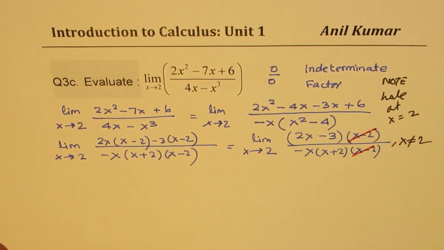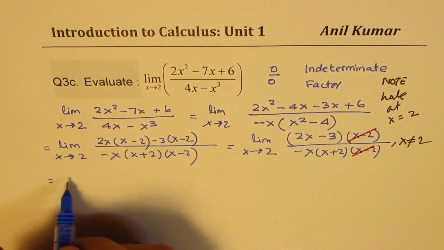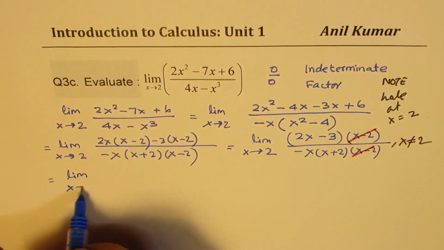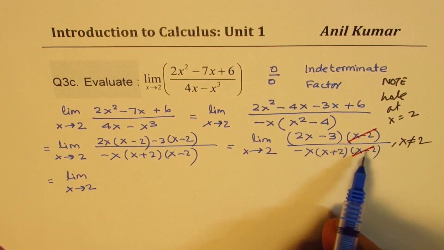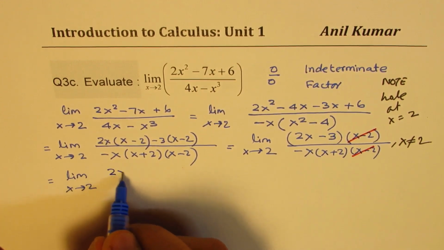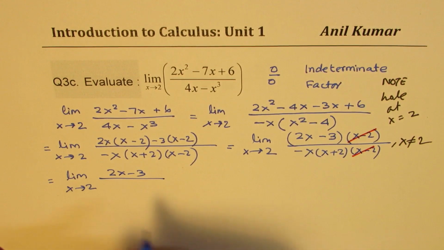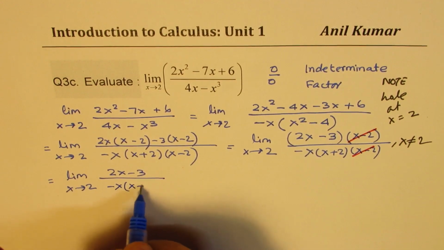Is it okay? So we have an equivalent expression here. So finding the limit with an equivalent expression is the whole idea. So now we have an expression which does not have this factor which was making it 0. So let's rewrite this. We have 2x minus 3 over minus x times x plus 2.